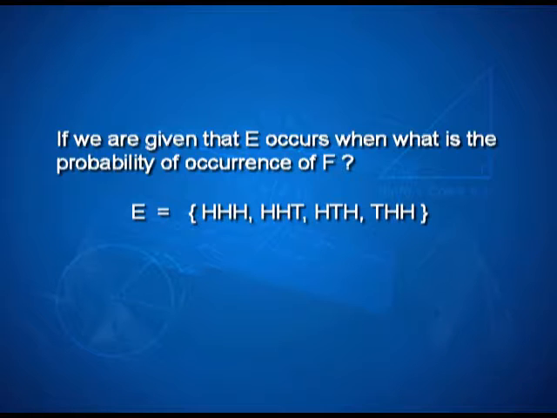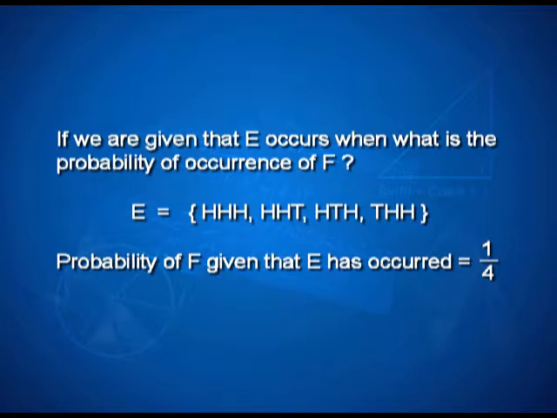What we know of F was the event that the first coin shows a tail. Out of these 4 which have been known to have occurred, there is only one case where the condition of F is satisfied, that is THH. And so, if one asks you what is the probability of F given that E has occurred, then it is nothing but 1 out of 4. So, that is what conditional probability is all about.